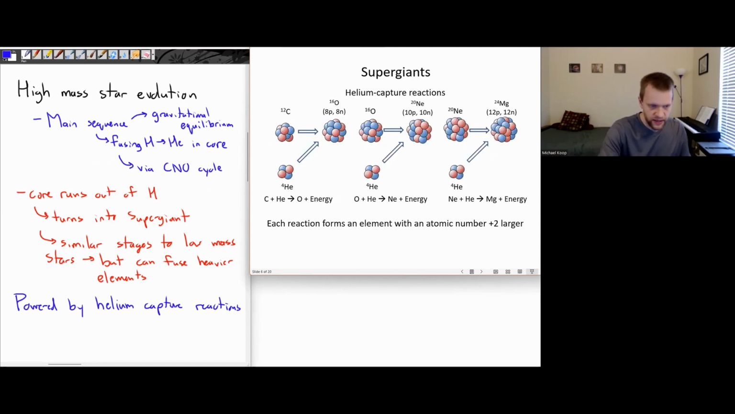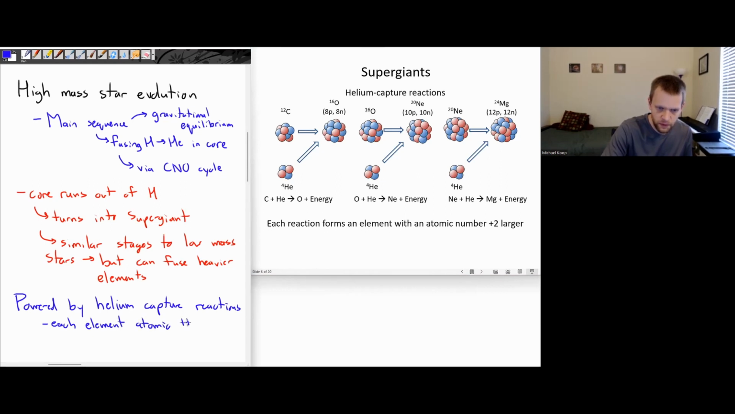So let me back this up for a second. These helium capture reactions, each element's atomic number is plus 2 larger.